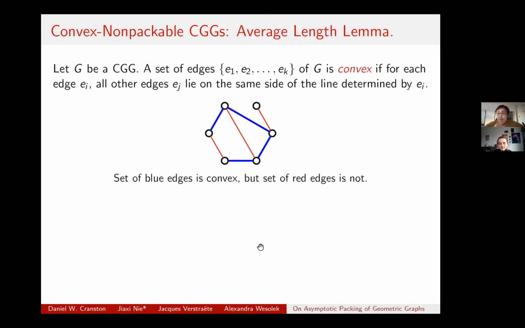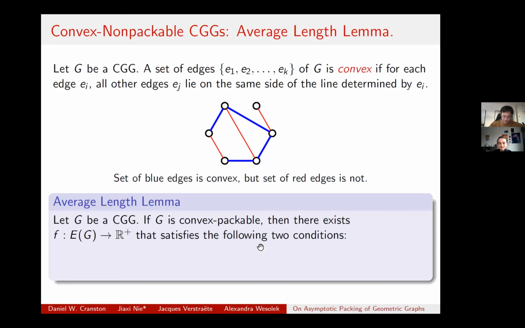Okay, and one important property of this convex set is that if we consider them as subgraphs in Kn, then the sum of their edge lengths will be at most n. That's what's important. Okay, and here is the average length lemma.